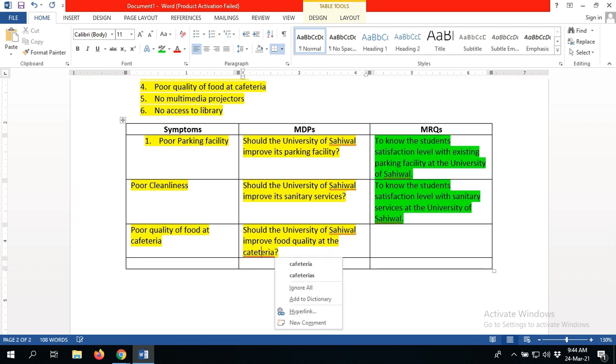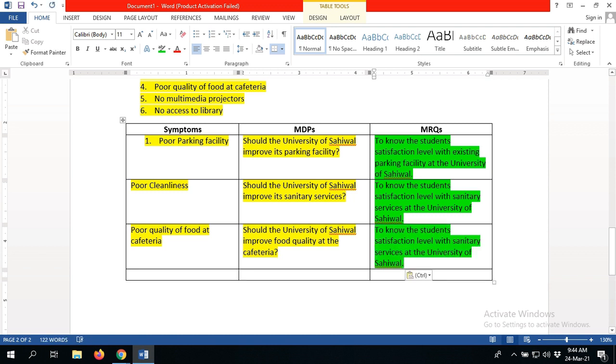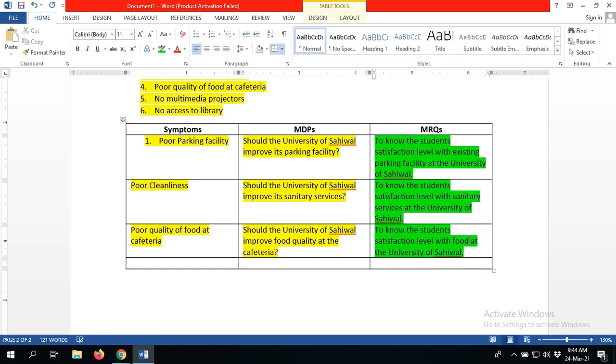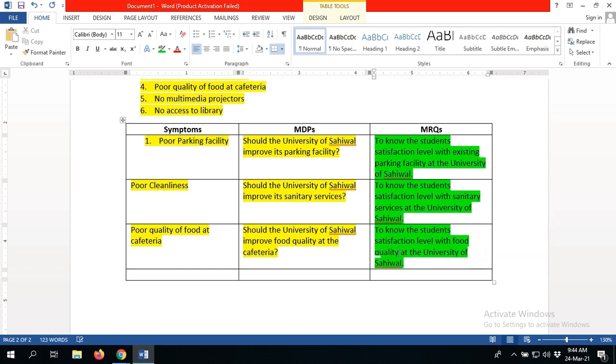So again, in order to make this decision, we will try to know students' satisfaction level with the food quality at the University of Saiwal. If most of the students say that we are satisfied, then there is no need to improve the food quality. The existing quality of food is absolutely fine. But if students express their dissatisfaction with the food quality, it means the university needs to take measures to improve it.